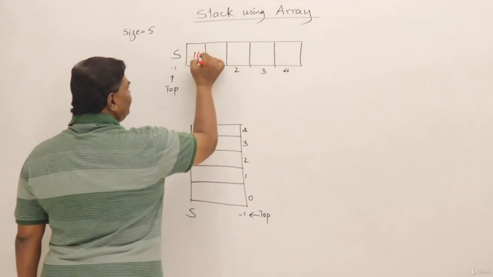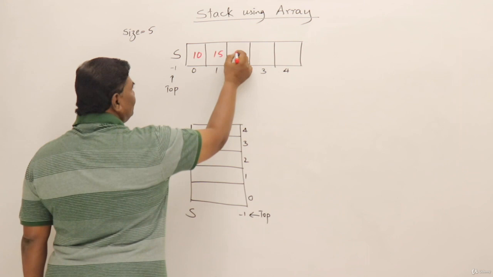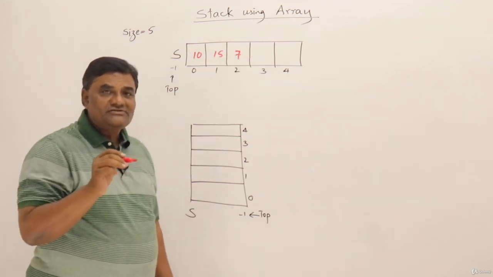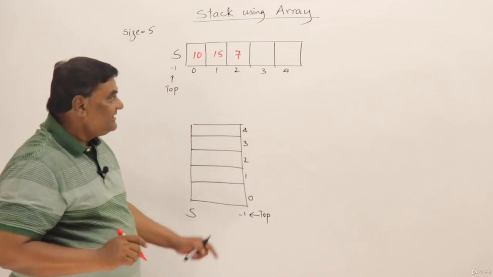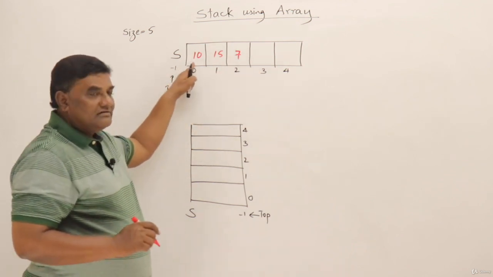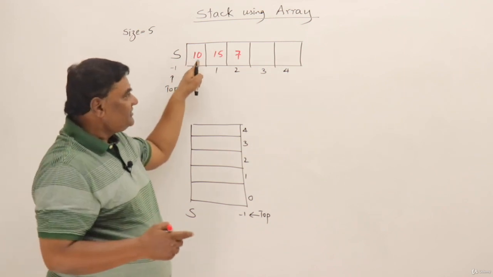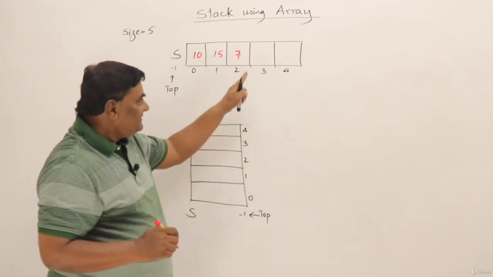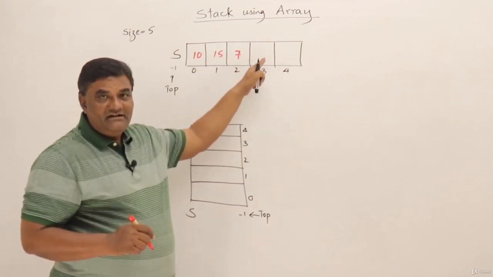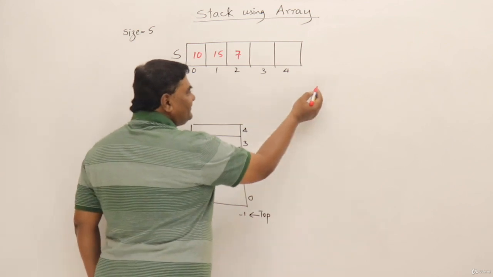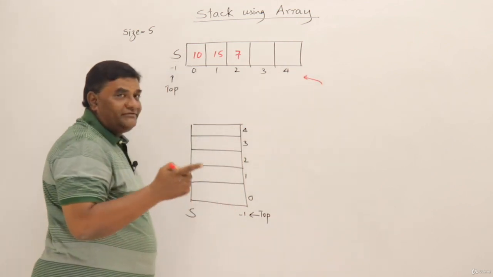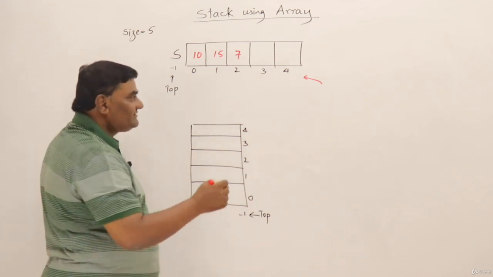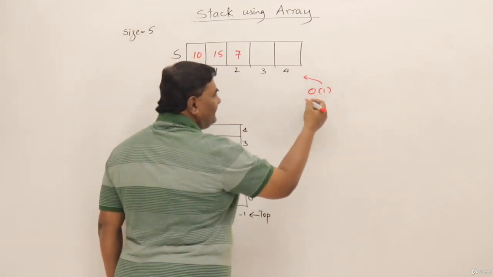Suppose I have a few elements, 10, 15 and 7. Then I want to insert one more element, that is 20. Where should I insert the next element? Here or here? If I insert here, I should shift all these elements. If I want, I can insert. But which is better? Inserting this side is better. So we can say that on this side the insertion and deletion is done. If you remember, in one of the videos I showed you that insertion and deletion from that side is constant time.